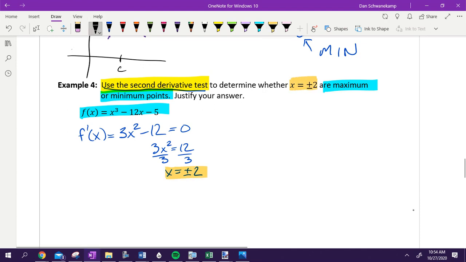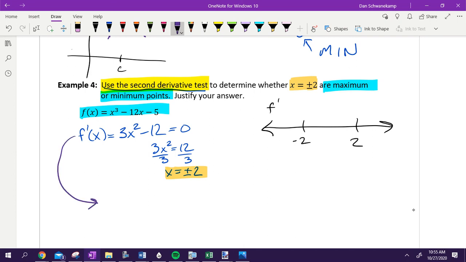If we wanted to, we could make a sign chart and put -2 and +2 and find the maxes and mins from there. But that's not what they're asking. Here they're saying use the second derivative test. So if I want to use the second derivative test, what do you think I need to do now? Find the second derivative. So let's find f double prime. F double prime here would be 6x. Solve that thing. Make an f double prime sign chart. Go.